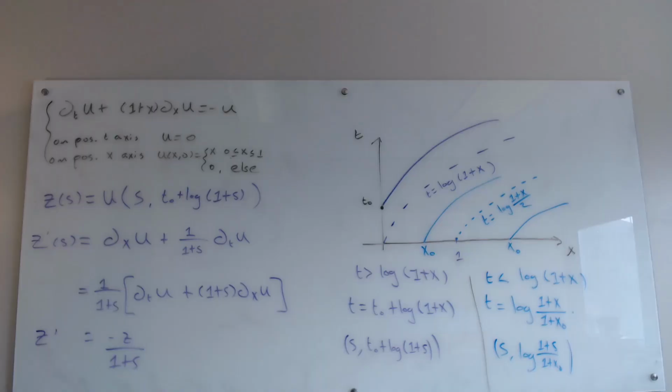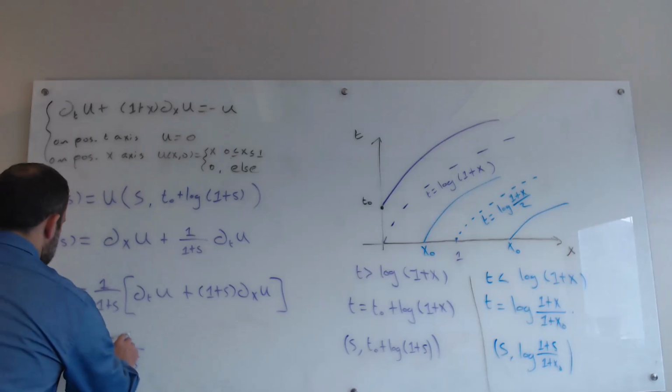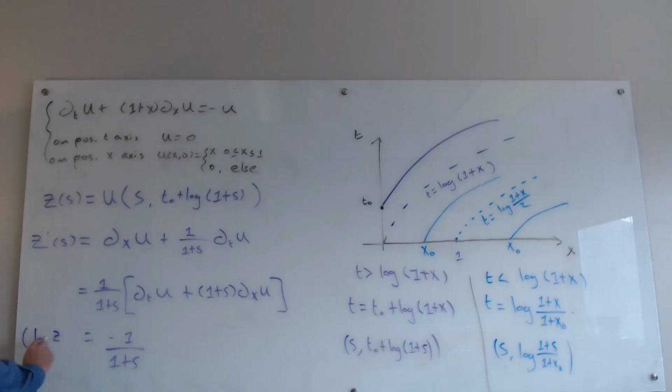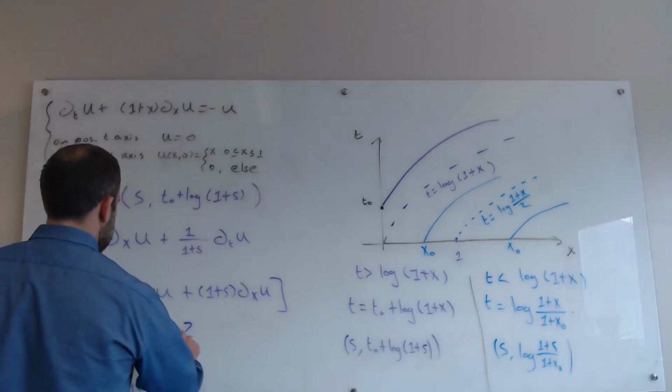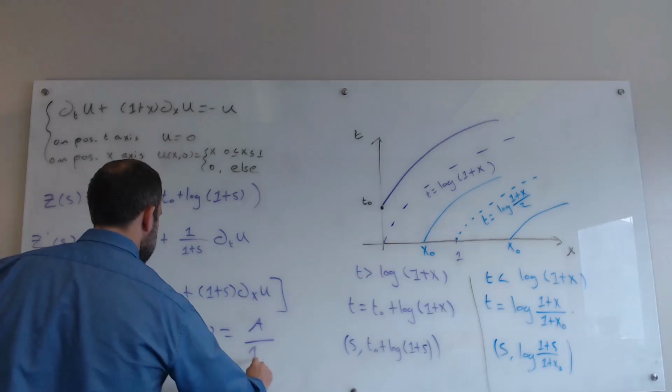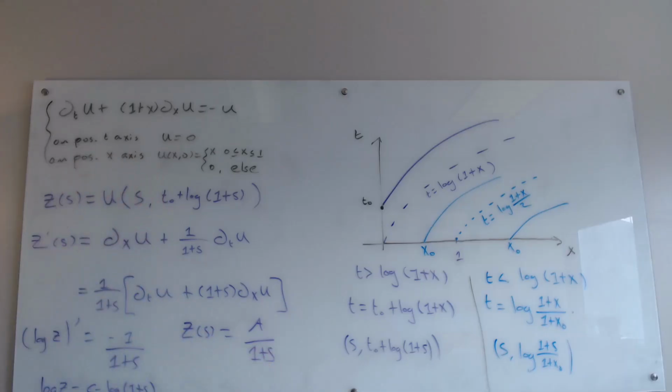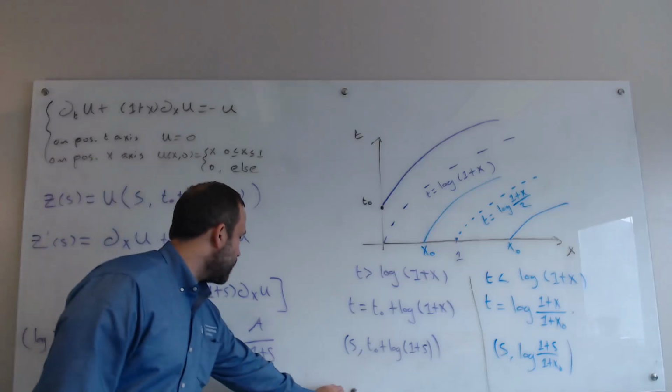There's a number of ways that we can think about this. If we divide the z over, we get z prime over z. But z prime over z is just the derivative of log of z. If we anti-differentiate both sides, we get log z is equal to c minus log of 1 plus s. x is equal to s, and x is positive, so 1 plus s is positive, so we don't need absolute values. And then if I exponentiate both sides, we get z of s is equal to a over 1 plus s, where a is equal to e to the power of c. Okay, so this is what z of s is.